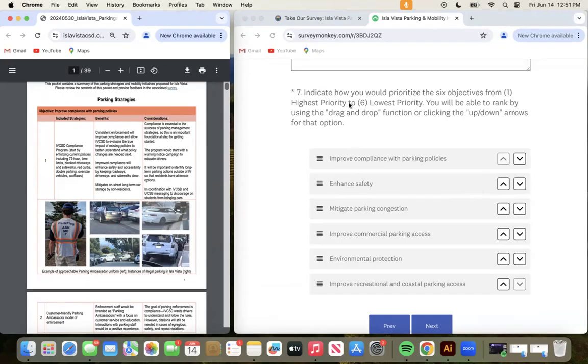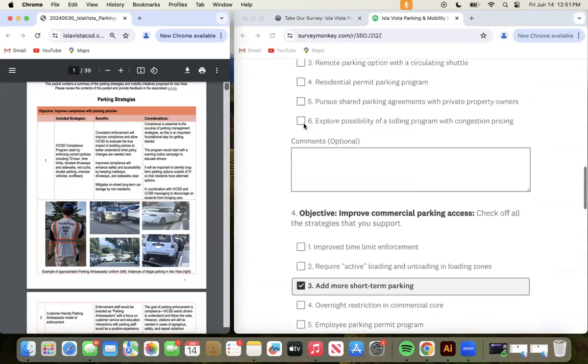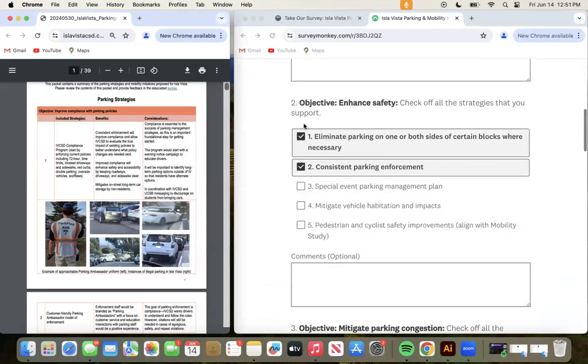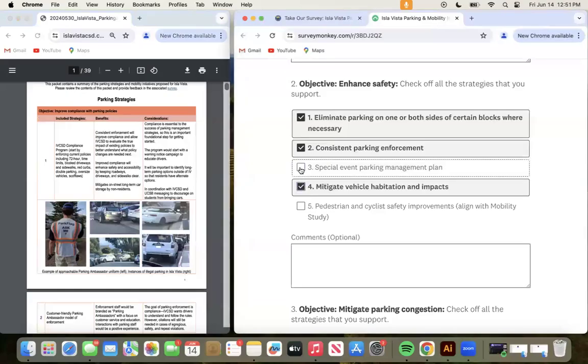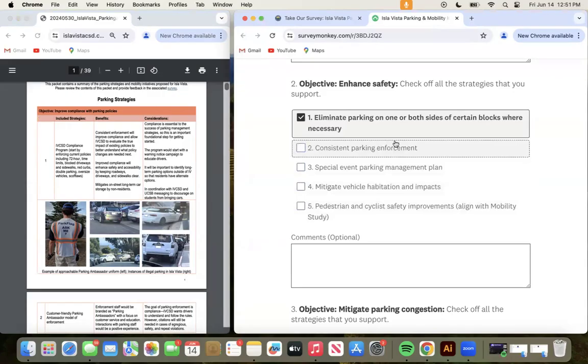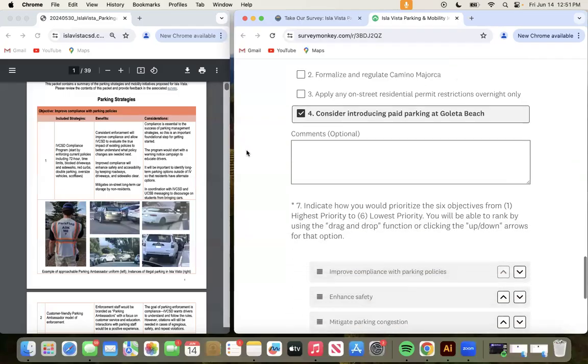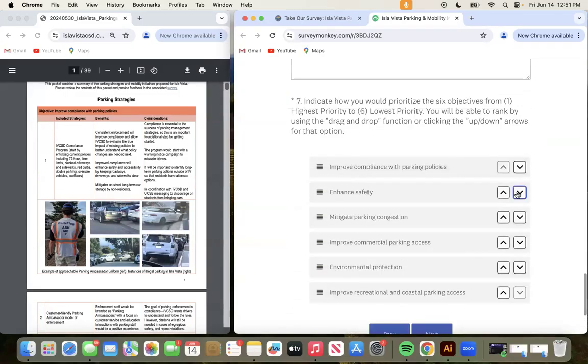So say, for example, when I was filling out the survey, I thought that objective number 2 of enhancing safety was extremely important. Maybe I checked off all the boxes for this objective, or maybe I only checked off one box, but I thought it was the most important thing that I've seen so far in the survey. Then I would go ahead and rate objective number 2 as the most important objective in the survey.